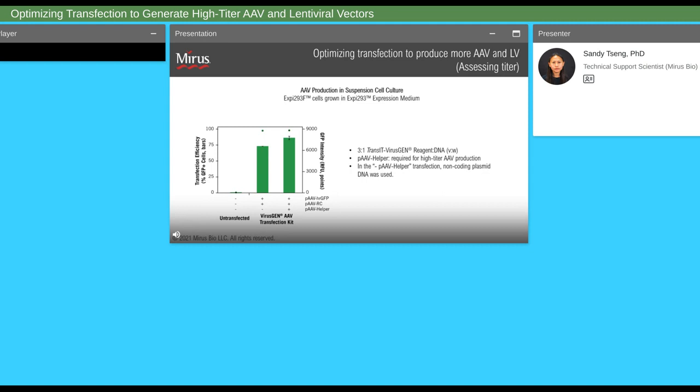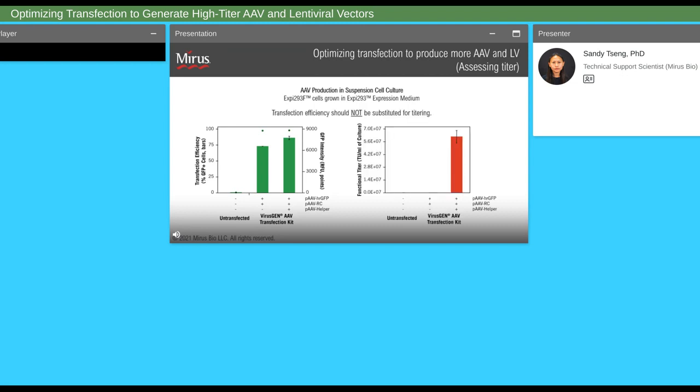And when we evaluated transfection efficiency using GFP transgene expression, you can see that there are comparable GFP positive cells. That's what the bars represent. The dots represent GFP intensity. Even in the transfection where no P helper plasmid was included.